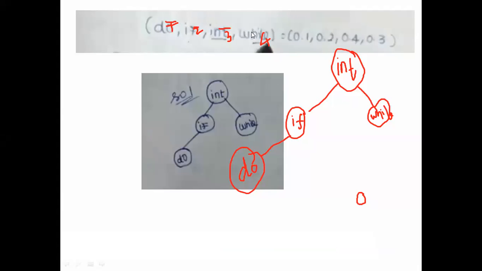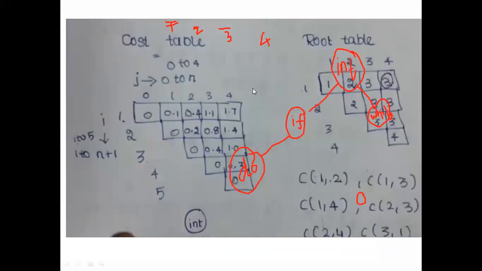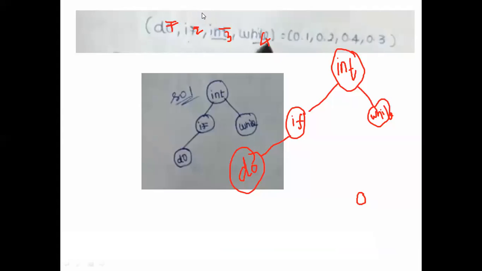Okay. So first you have to find out the cost table and root table. From the root table, the first row, last column, what is the value? 3. So integer is the root. First you have to find out the root. Okay, from the integer, what is the left side? If, and the right side is while, and for if, the left side is do. So this is the optimal binary search tree for that given problem. Okay. Thank you.